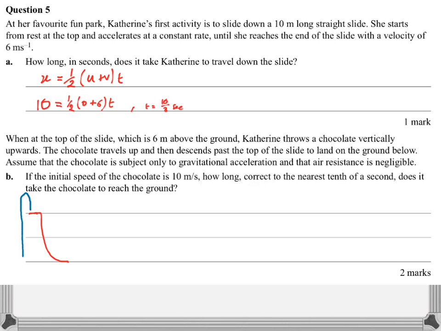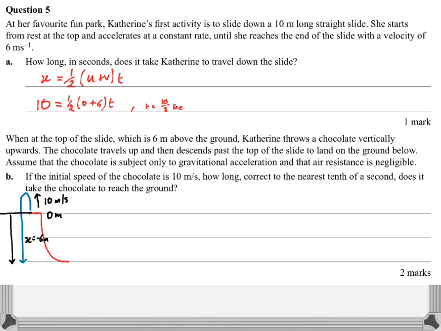Alright, now how are we going to interpret that? Here's a little diagram to help us think about it. Now, the red part is the slide. The blue part is the path of the chocolate going up at 10 meters per second and then coming down. Now, the black line, think of it as your zero location, your reference point. This is the origin. That's the top of the slide where Catherine is standing. So, up is positive, as denoted by the positive 10 meters per second.